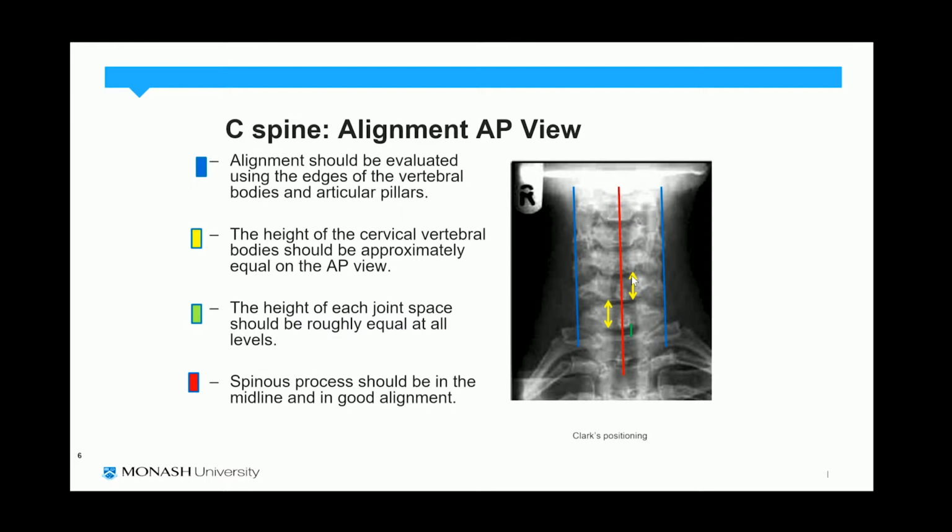The yellow lines indicate the heights of the cervical vertebrae, and they should be approximately equal on an AP view. The green line indicates the joint space, and they should be roughly equal at all levels. And finally, the red line indicates the spinous processes in the middle, and they should be in good alignment. Just be aware with our more elderly patients, the spinous process line could have some minor malalignment.